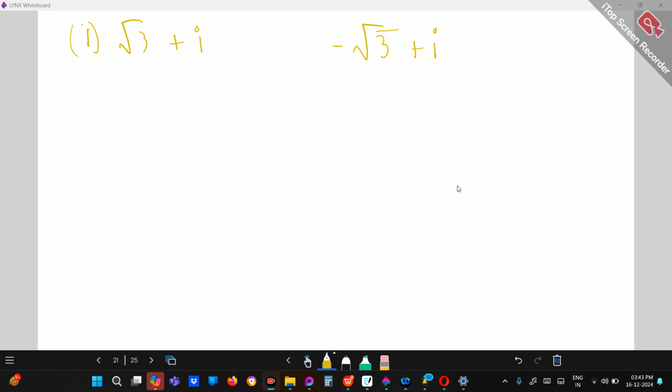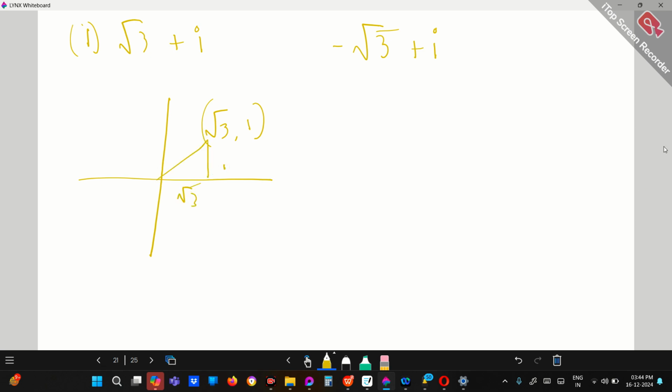First, I'm going to connect my iPad screen. I'm going to teach only one sum. Root 3, comma 1. So this is root 3.